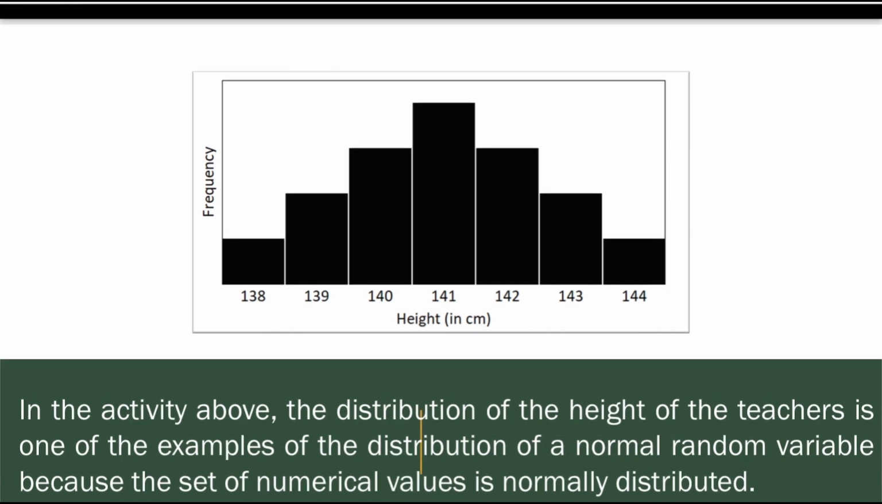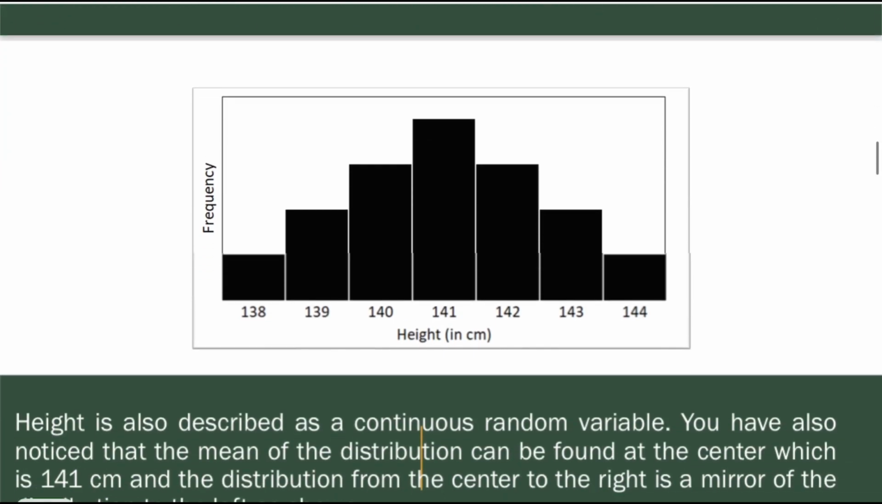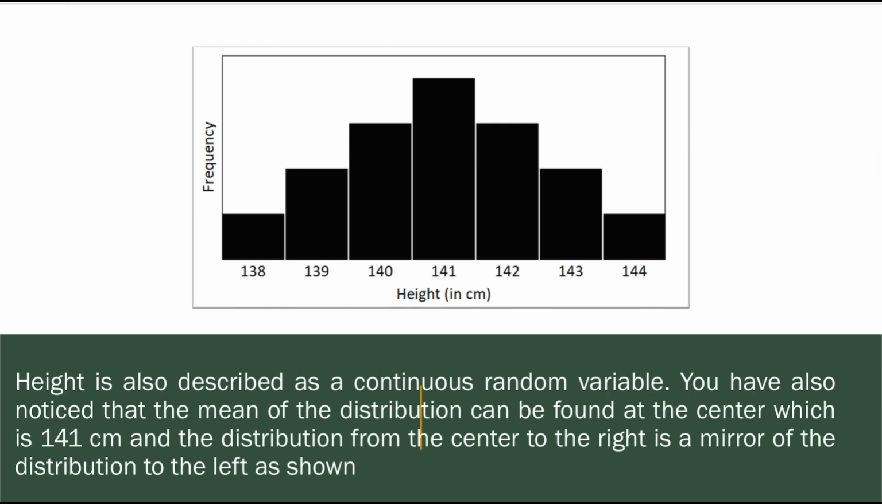So in the activity above, the distribution of the height of the teachers is one of the examples of the distribution of a normal random variable because the set of numerical values is normally distributed. Height is also described as a continuous random variable. You have also noticed that the mean of the distribution can be found at the center, which is 141 centimeters, and the distribution from the center to the right is a mirror of the distribution to the left as shown.